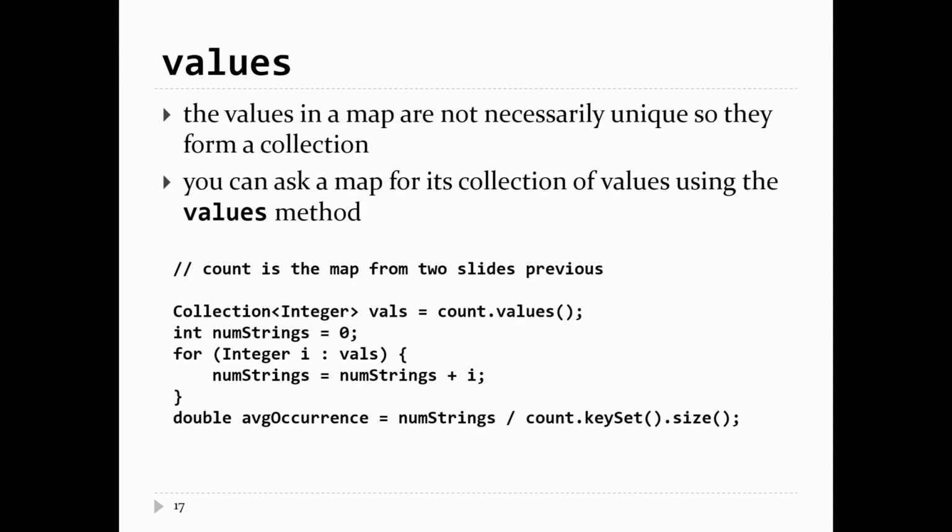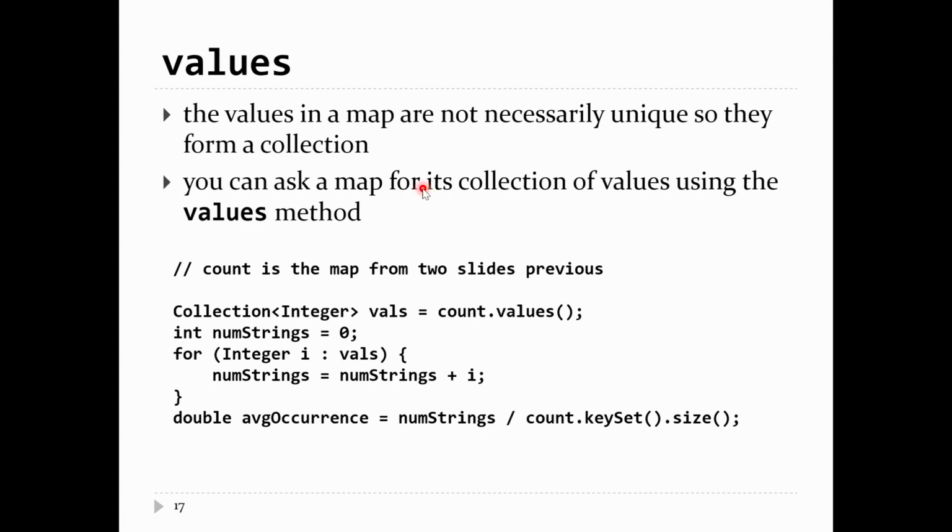Okay, so the values in a map are not necessarily unique, right? So they form some kind of collection, but we don't know what kind of collection. The map class doesn't tell you what kind of collection. All you know is that there's some generic collection of values. Now, for our purposes, we can't quite treat that collection as though it were a list, right? But you can loop over the elements in the collection.